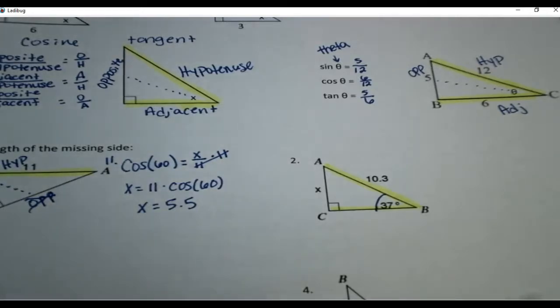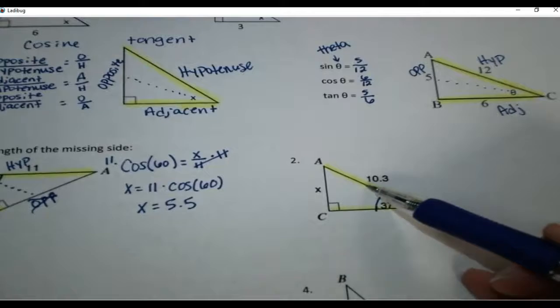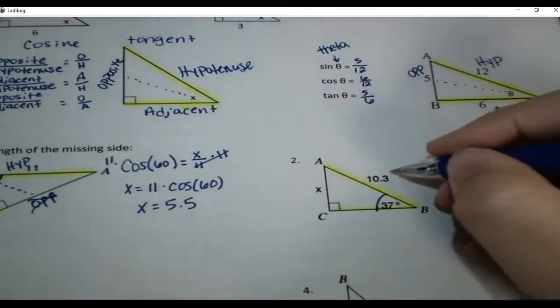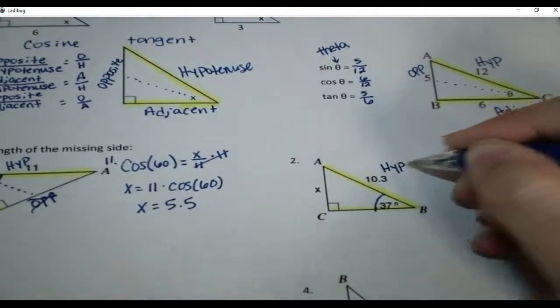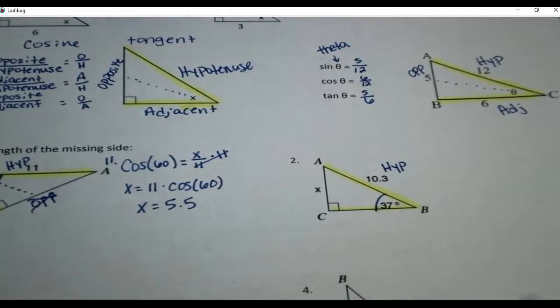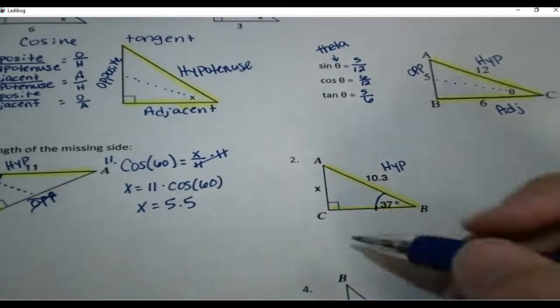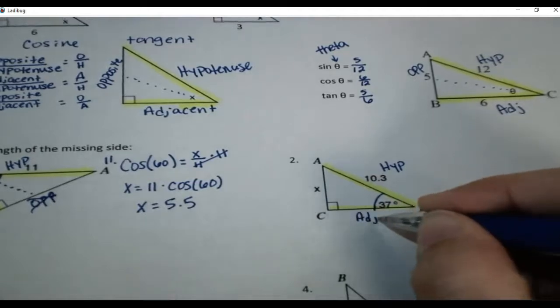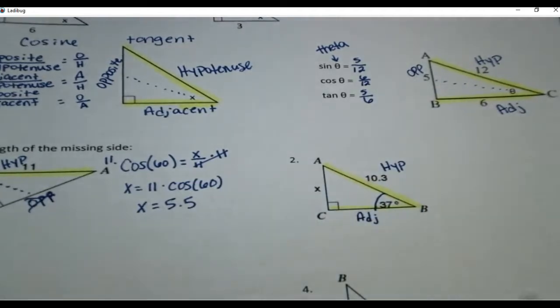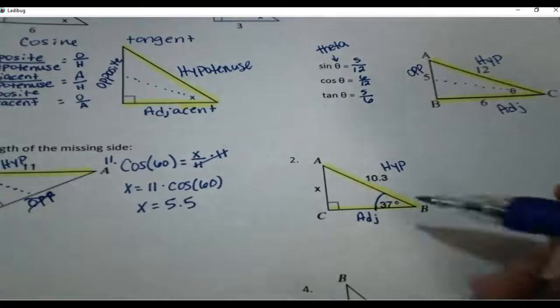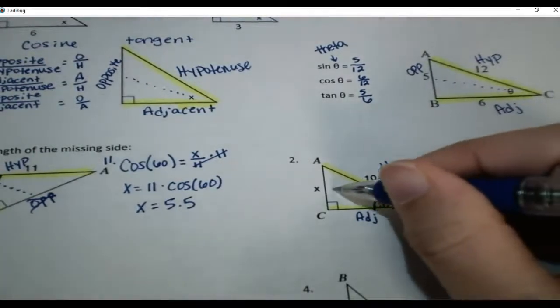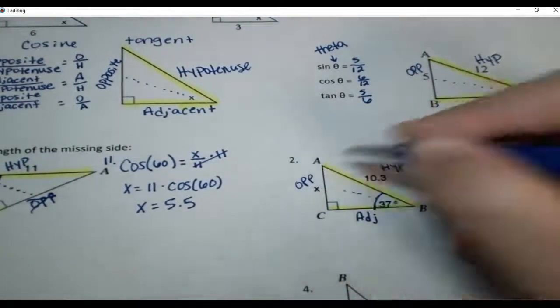Questions on the highlight? Okay. Our second step is we label it. So here's our right angle. Across from that, the longest side is always the hypotenuse. The other highlighted side beside of the angle is adjacent. And then across from the angle, never highlighted, is the opposite.